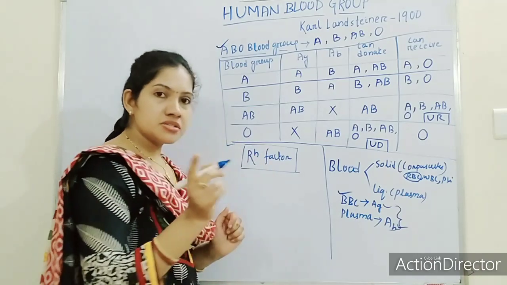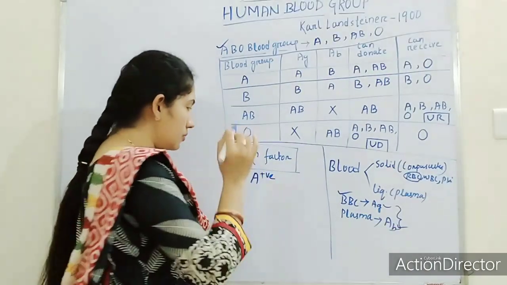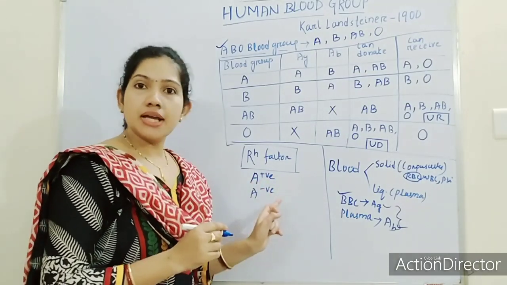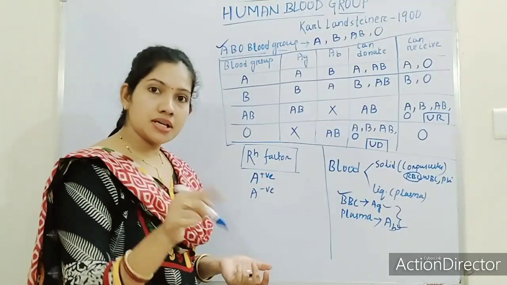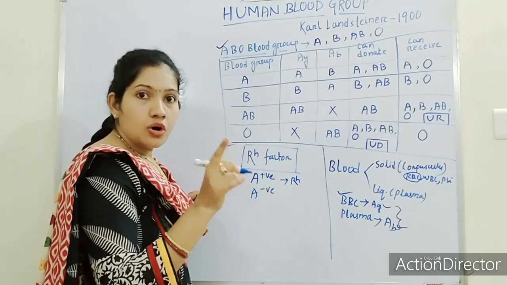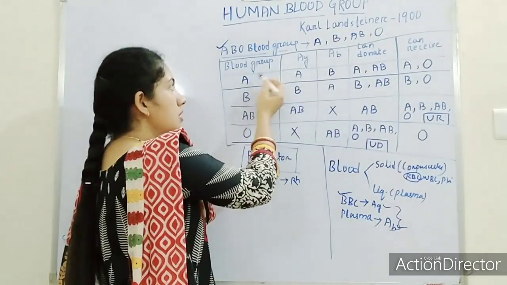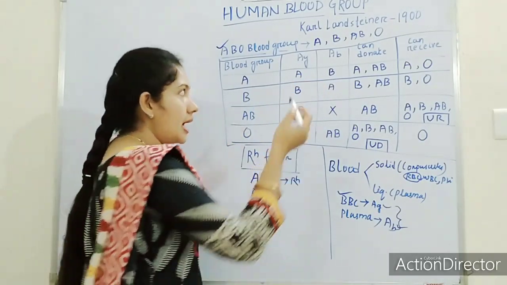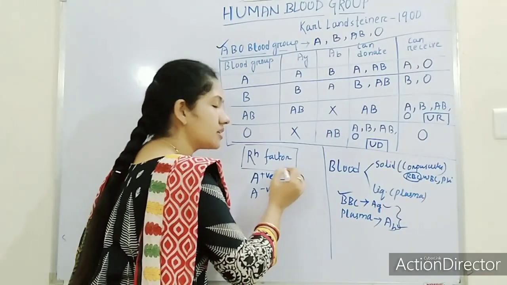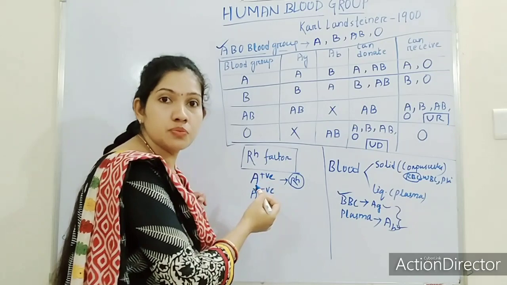Suppose we take an example, an individual having blood group A. Take two individuals, A positive and A negative. Which factor determines whether they are positive or negative? Let us see. If the person has Rh factor on the RBC of their blood, they are known as Rh positive. A blood group means obviously they will have antigen A on the surface of RBC and antibody B in the plasma. But along with antigen A, additionally they have another factor known as Rh factor on the RBC. So such persons are known as Rh positive, or A positive.